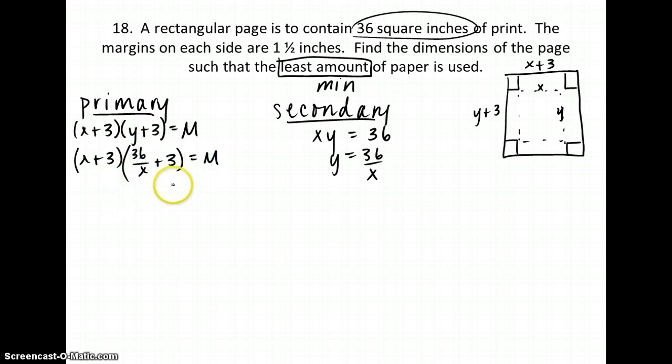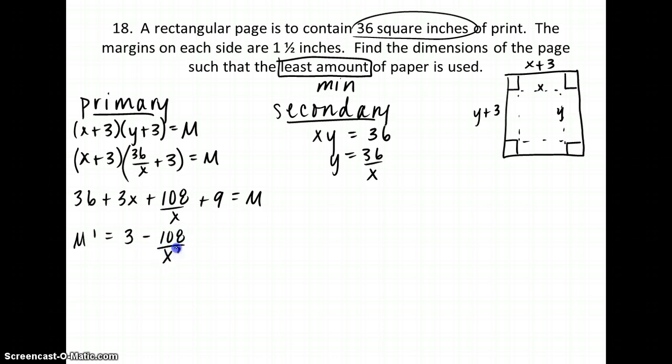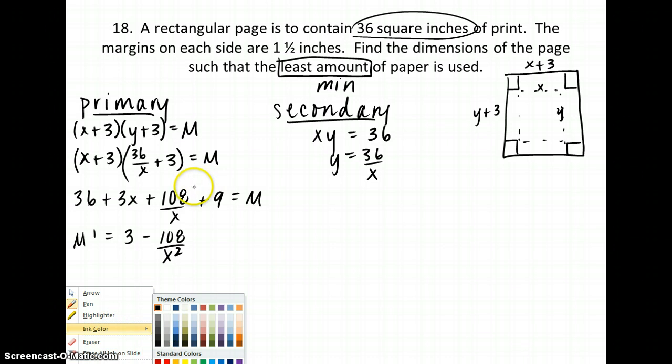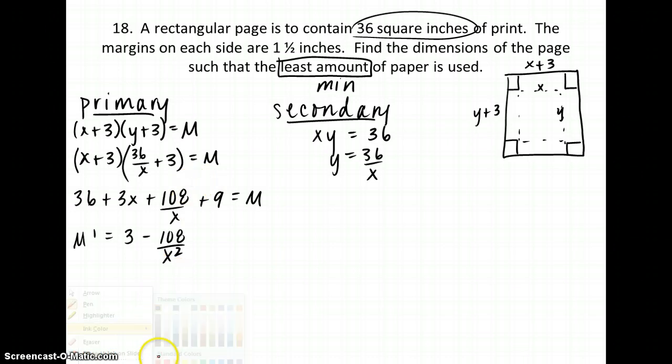You can use product rule to derive this, but I think taking a couple minutes and multiplying the polynomials. x times 36 over x gives us 36. 108 over x plus 9. Now when we go to find the derivative, 3 minus 108 over x squared. So I've been saying it all week, but we've already developed the tools to actually find the derivative. Alright, so rewriting that as 108 x to the negative 1 and then applying the power rule.